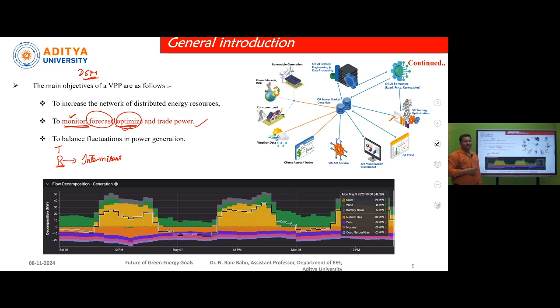Another example is that we need to optimize the devices in such a way that the energy consumption is very low and the maximum profit is attained. For that purpose, optimization techniques will be utilized. And the next one is trade power. We need to sell the power in such a way that the consumer gets more profit. For this, I have shown a diagram here. You can see that a data hub is there. In this data hub, many pieces of equipment are connected. First one is the generating side.